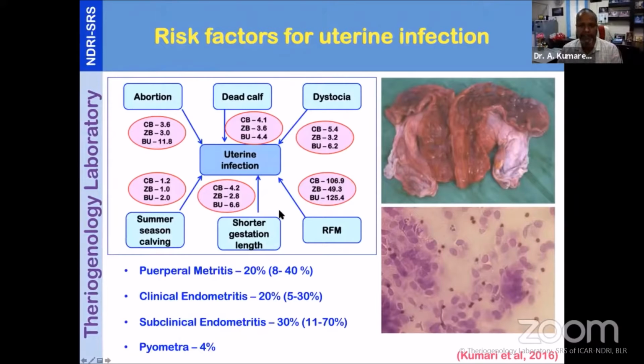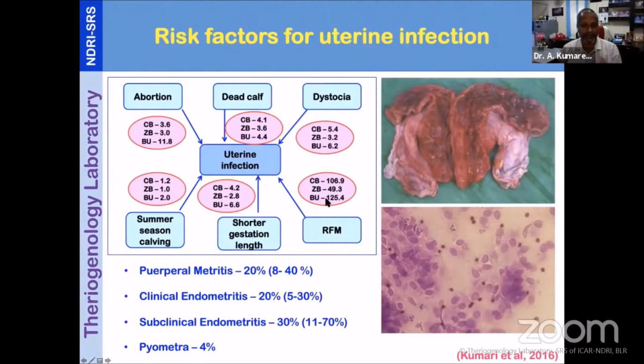If you see the risk factors that we have analyzed in crossbred, comparing an animal which is not having RFM with one which is having RFM, the animal which is experiencing or has experienced RFM is 106 times more at risk when compared to the other cow for developing uterine infection. Similar is the case with zebu and buffaloes.